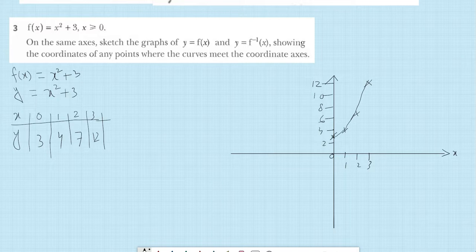This is not a very good curve, but please keep in mind I am using digital pen and I am not a good user. But the spirit of the lecture is to see how to draw the inverse of a function. Now, after this, we have to draw a mirror line.